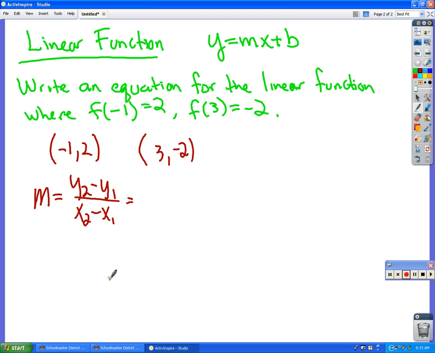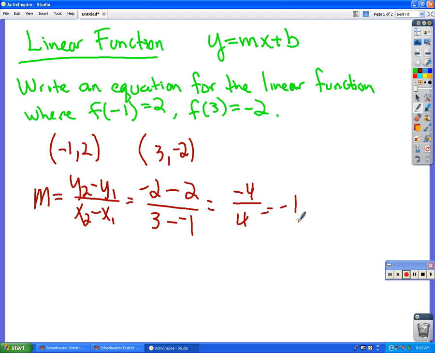So what's our y2? Negative 2. Minus, what's y1? 2. What's x2? 3. Minus, what's x1? Negative 1. So negative 2 minus 2 is negative 4. 3 minus the negative 1 is positive 4. So our slope is minus 1. Okay, so that's the first step: find the slope between the 2 points.